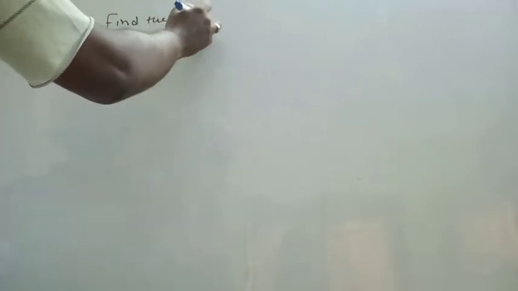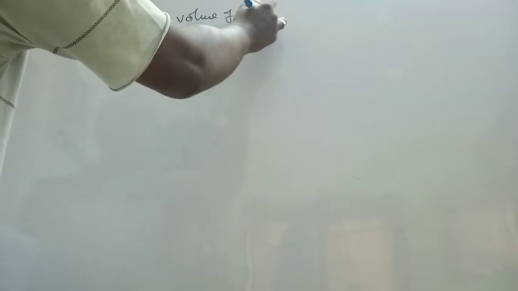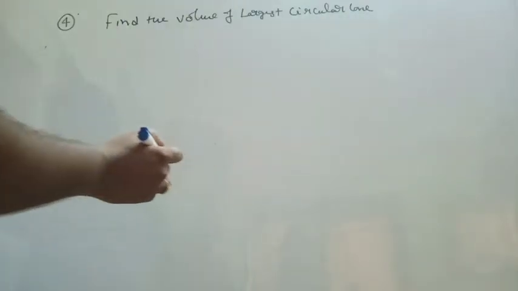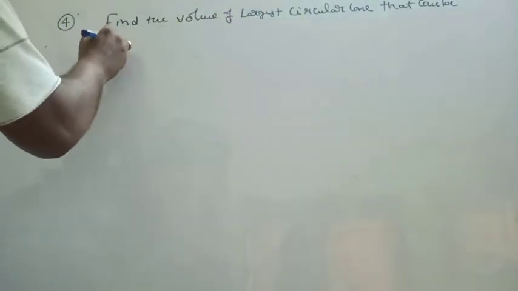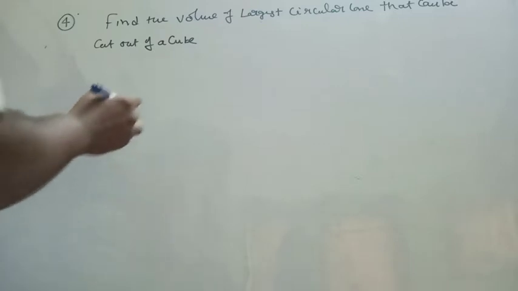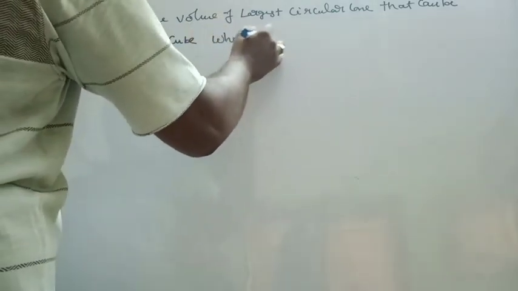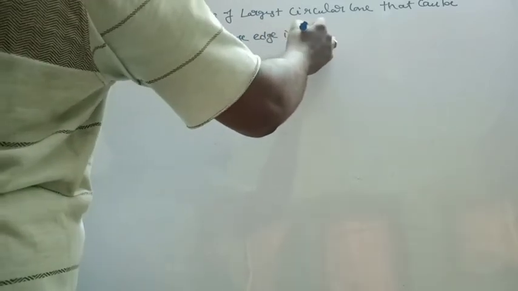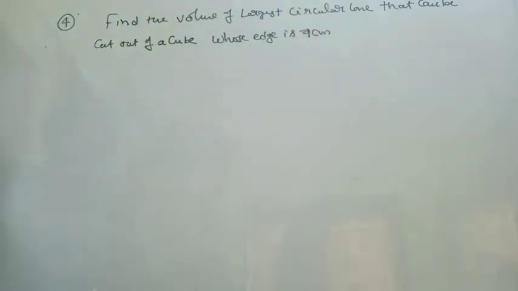The next problem we have, my dear students: find the volume of the largest circular cone that can be cut out of a cube whose edge is 7 centimeters, like this. Whose edge is 7 centimeters.